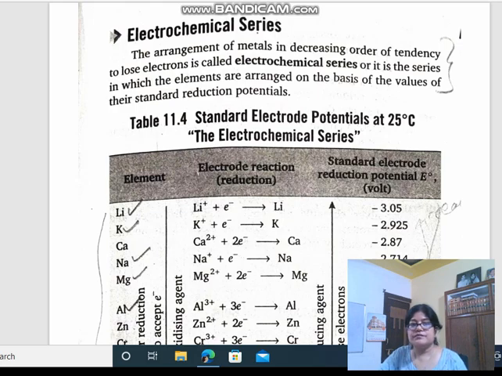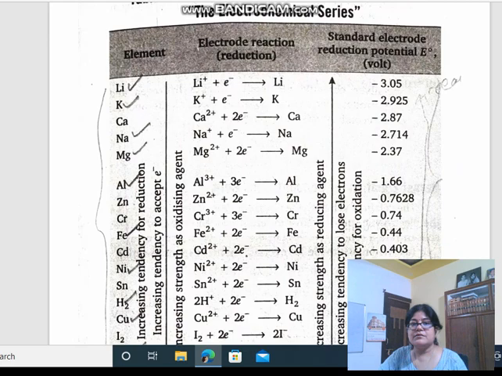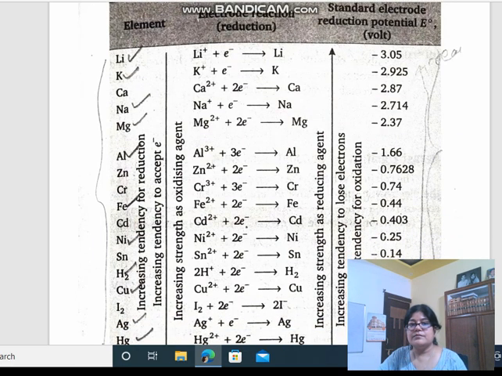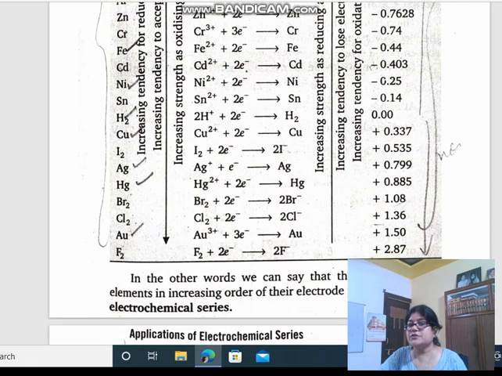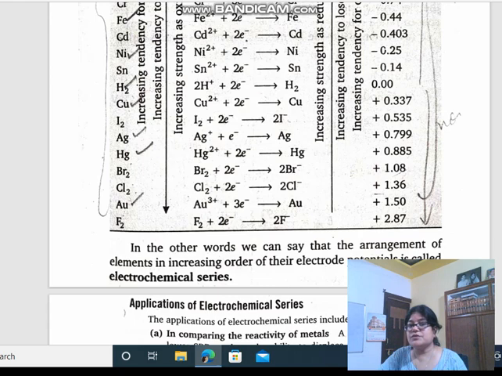Next, this is the series you can see over here: lithium, potassium, calcium, sodium, magnesium, in this way. And if you see their electrode potential, minus 3.05, that means it has very less potential. As we go down in the series, it gets positive values. That means electrode potential is increasing downwards. Clear? Then you can see here positive, and here it is 0. That means it is for the case of hydrogen.